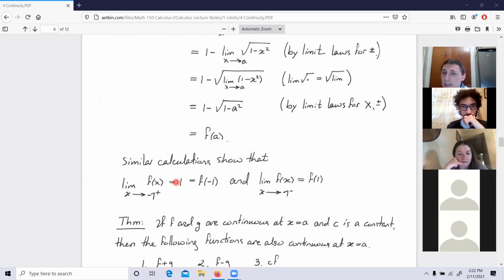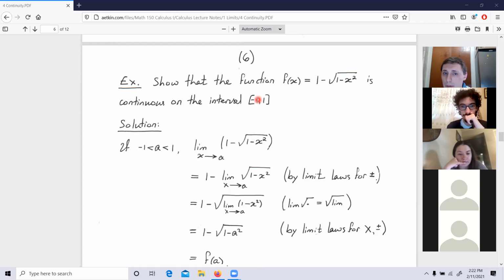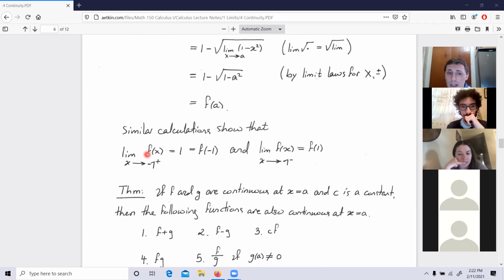Now, similarly, I can calculate for right continuity at -1. You see, we see what happens if I approach -1 from above. And it will be the same. And left continuity at 1 will be f of 1. So it's continuous everywhere.